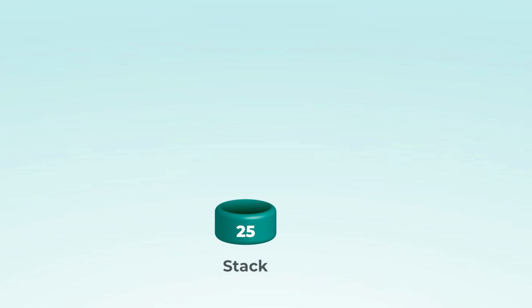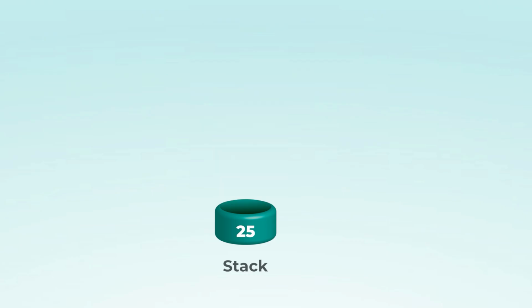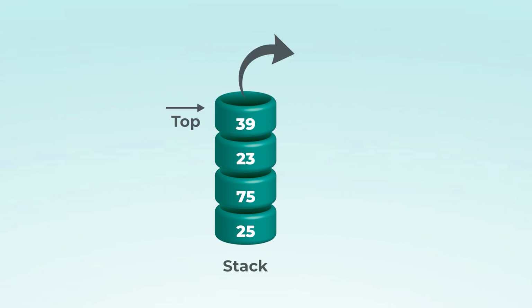Suppose I have been given a stack, and suppose my stack consists of some integer data elements. Suppose the first element is 25, the second element is 75, the third element is 23, and the fourth element is 39. And naturally the pointer top will be pointing to the top of the stack, that is, it will be pointing to the value 39. Now, as per this algorithm, I will first check whether my stack is empty or not. As far as my example is concerned, one can easily observe my stack is not empty, and therefore I will not exit and I will perform the deletion operation.